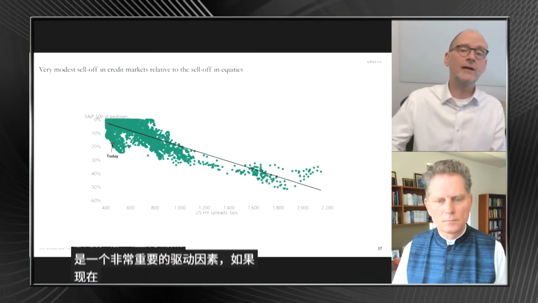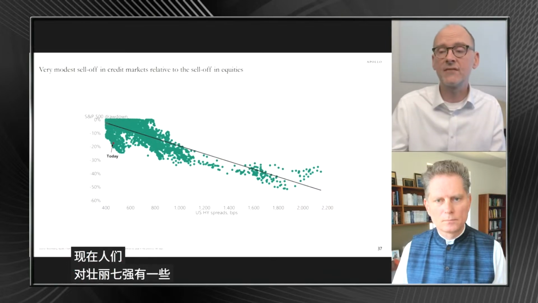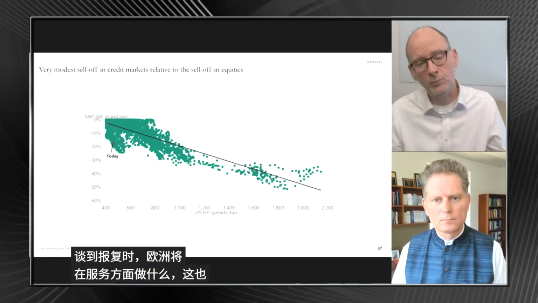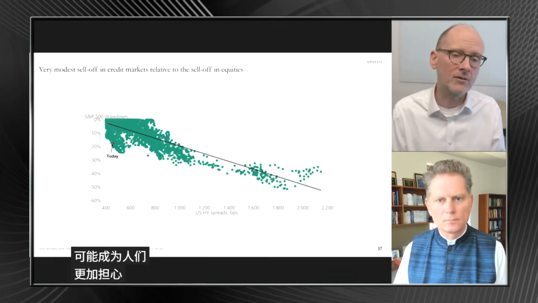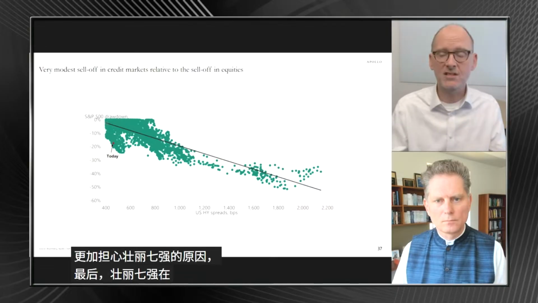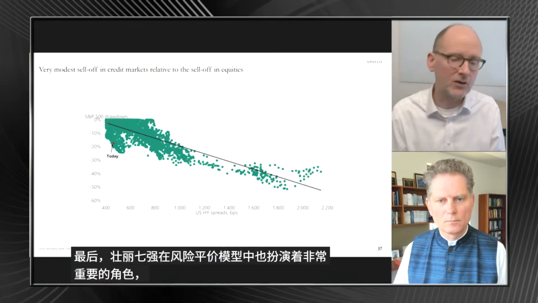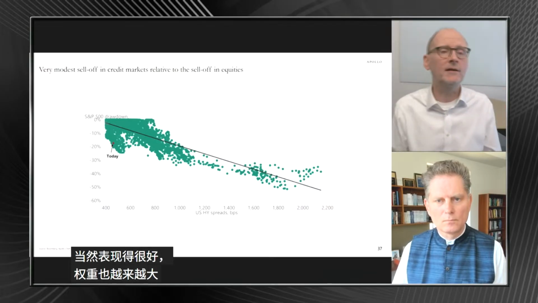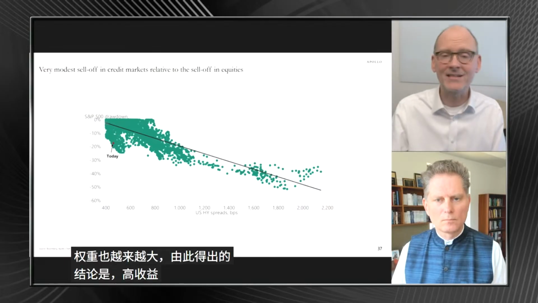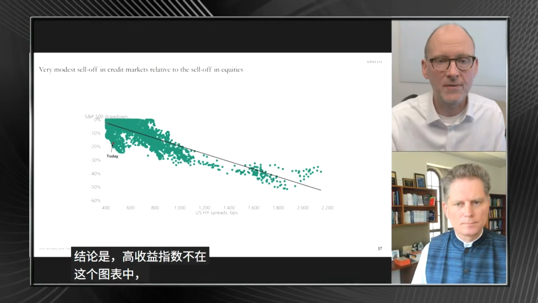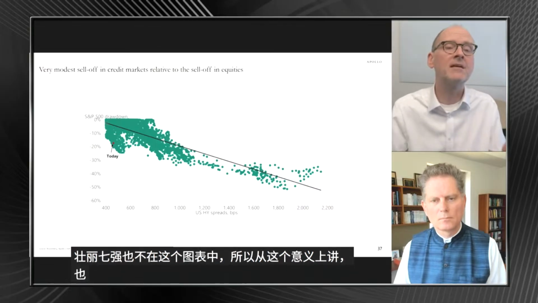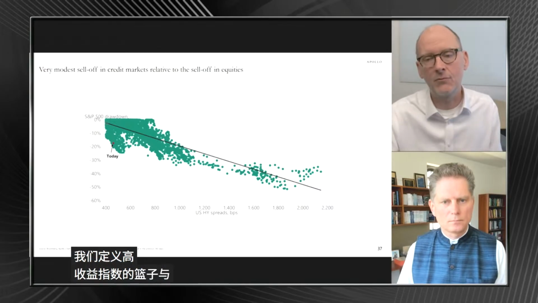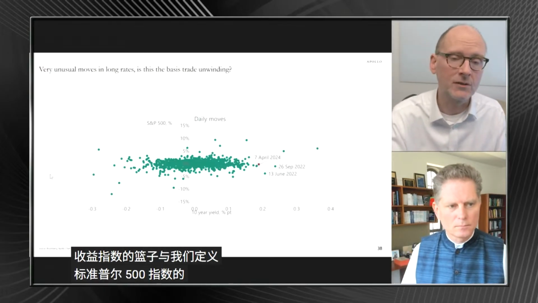important driver. And if there are also some fears around the Magnificent Seven when it comes to retaliation, what is Europe going to do in terms of services? That could also potentially be a reason why people are more worried about the Magnificent Seven. And finally, the Magnificent Seven also play a very important role when it comes to risk parity models, simply because they have been doing so well and getting a bigger and bigger weight. And with that conclusion, the high yield index does not include the Magnificent Seven, which is not in this chart. So in that sense, it may also simply be that the baskets that we put into how we define the index of high yield is different from how we define the index of the S&P 500.